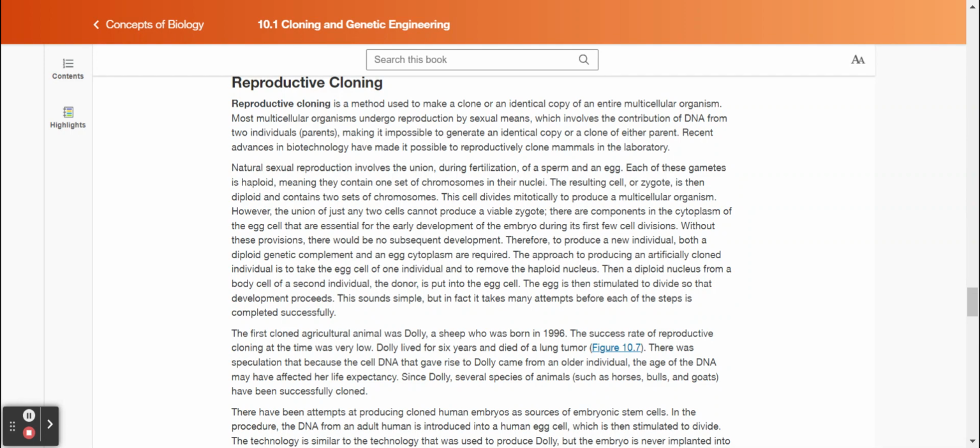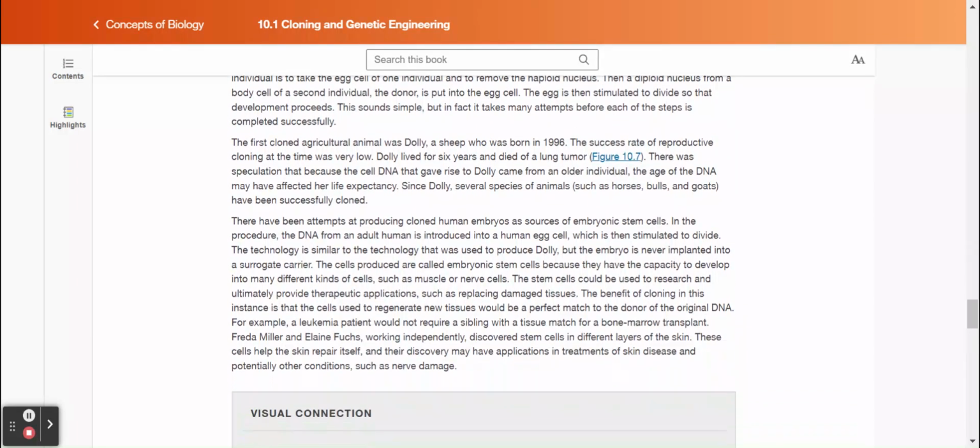The approach to producing an artificially cloned individual is to take the egg cell of one individual and to remove the haploid nucleus. Then, a diploid nucleus from a body cell of a second individual, the donor, is put into the egg. The egg is then stimulated to divide so that development proceeds. This sounds simple, but in fact it takes many attempts before each of the steps is completed successfully.